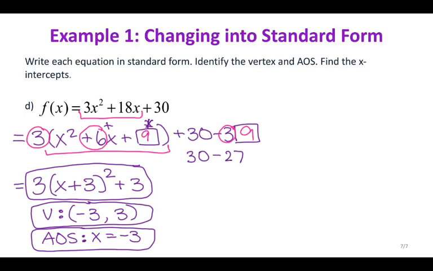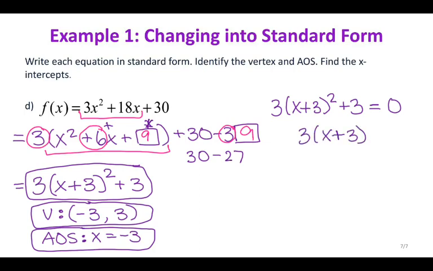And then the last thing I want to do is find my x-intercepts. So I'm going to take my equation and I'm going to set it equal to 0. So let's go through the process. I'm going to subtract 3 from both sides. That gives me 3 times x plus 3 quantity squared equals -3. I'm going to divide both sides by this 3. That gives me x plus 3 squared equals -1.